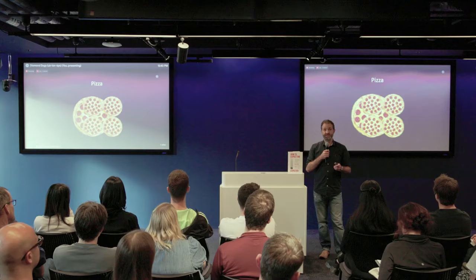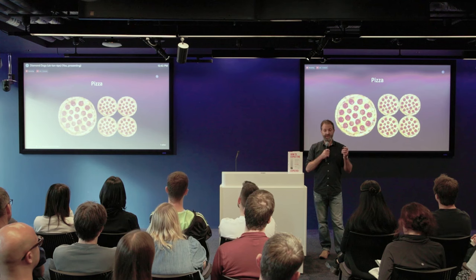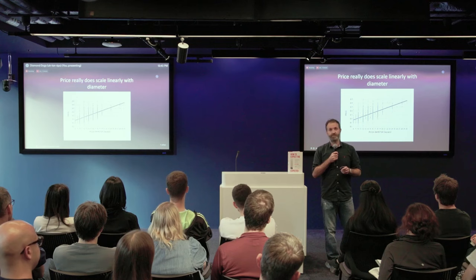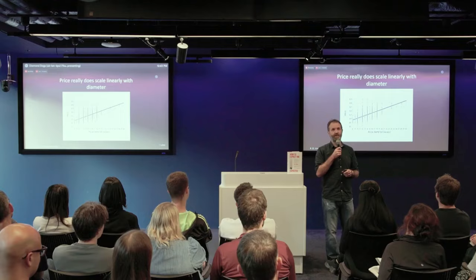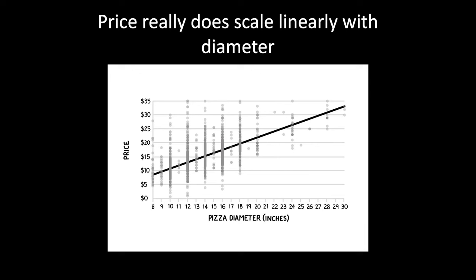Just to double check that it is true that the price of the pizza scales linearly with the diameter, this is data that was collected by a New York Times journalist, a guy called Quoctrung Bui. He went out to 3,500 pizza parlors. I don't think he actually went to each one. He probably did a data scrape or something like that. But he found the prices of 75,000 pizzas and he plotted them on a chart which looks like this. And you can see that roughly the diameter of the pizza does scale linearly with the price.